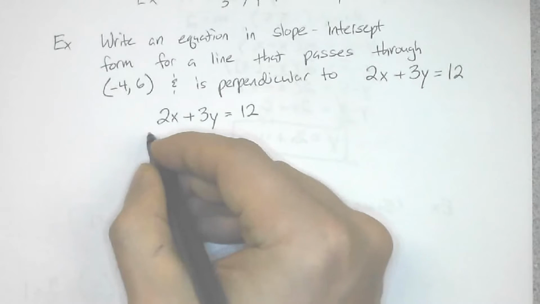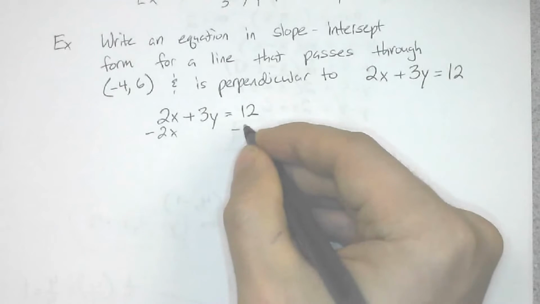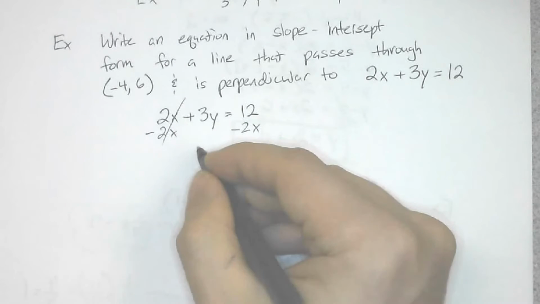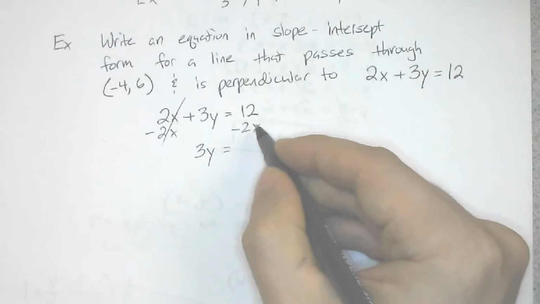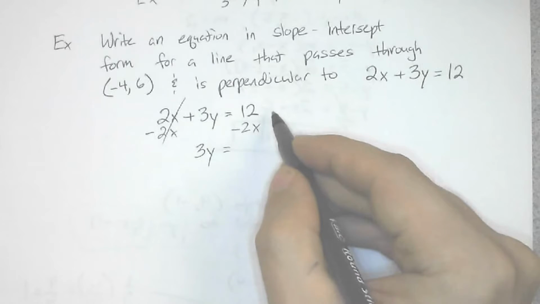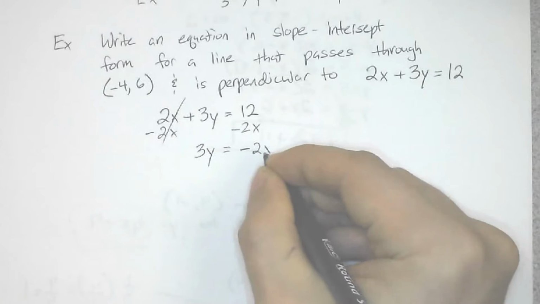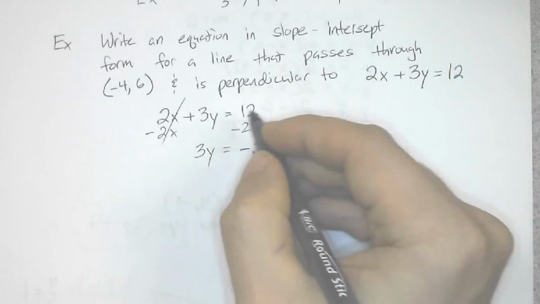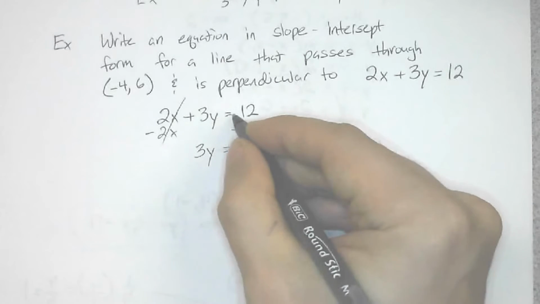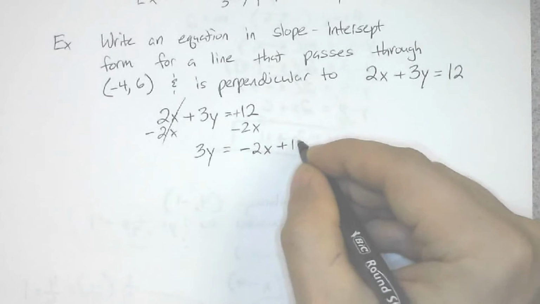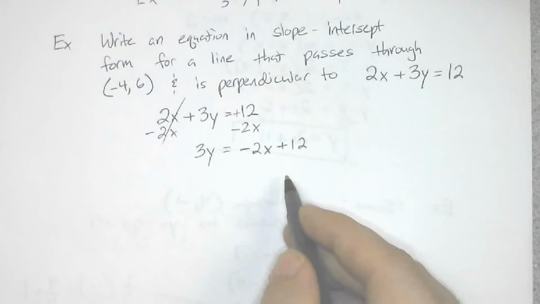So first thing is we need to get this x over here, so we're going to take away 2 x's on both sides. This cancels, we have 3y equals, now remember for slope-intercept form it's y equals mx plus b, so we're actually going to lead with this negative 2x, then put the 12 there. Since there's nothing preceding the 12, we know this is positive, so we write plus 12.